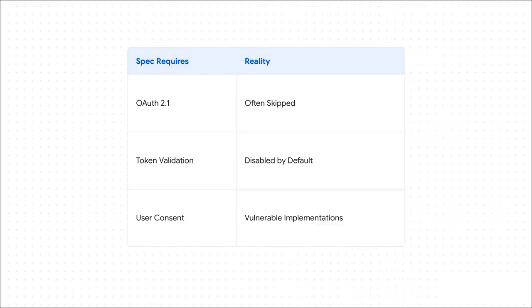Stuff like OAuth 2.1, proper token validation. It's mandatory. But what's actually happening in the real world? Well, developers are treating it like a recommendation, something they can skip. Even worse, the default configs on a lot of these tools just disable authentication right out of the box.